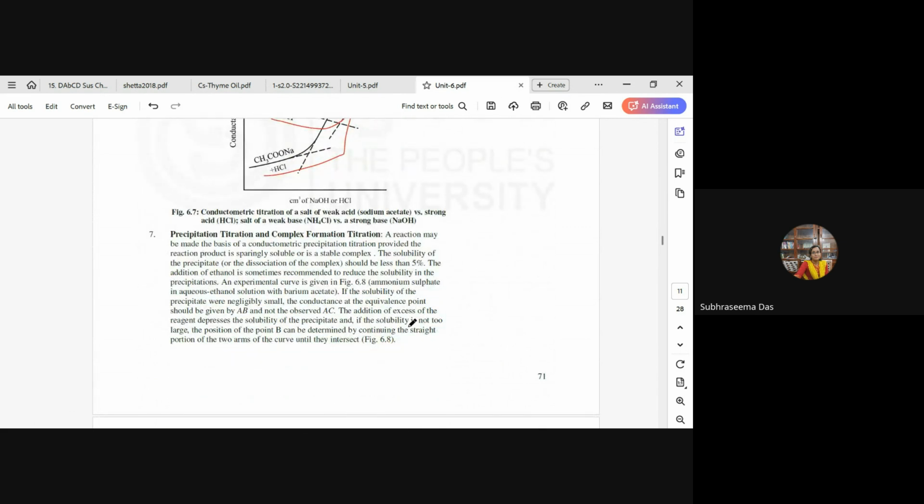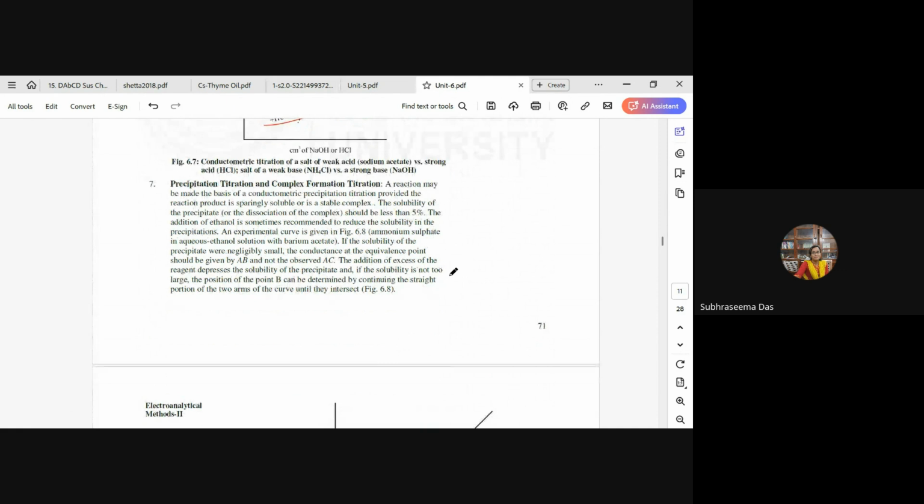Then coming to precipitation titration and complex formation titration reactions. A reaction may be used for a conductometric precipitation titration, provided that the reaction product is sparingly soluble or is a very stable complex. The solubility of the precipitate must be less than 5%. The addition of ethanol is sometimes done to reduce the solubility of the precipitate. An experimental curve is given in figure 6.8.